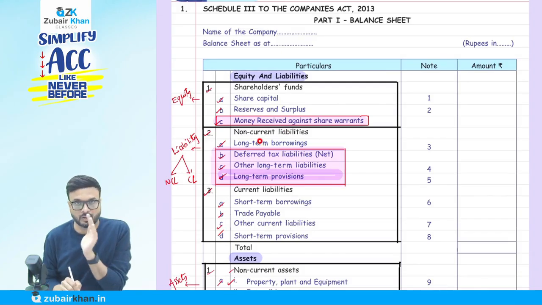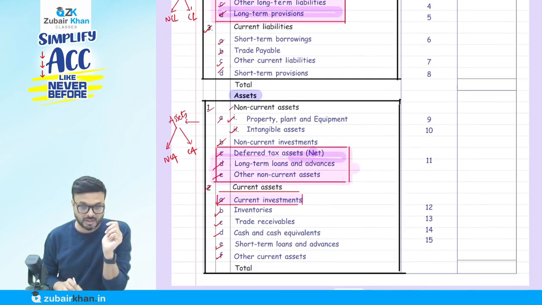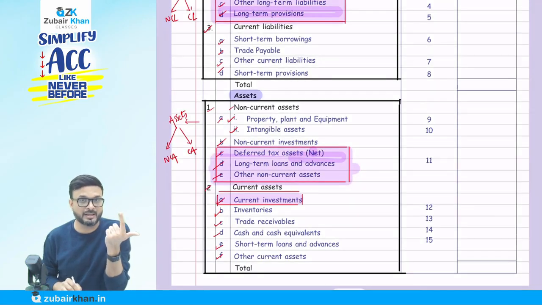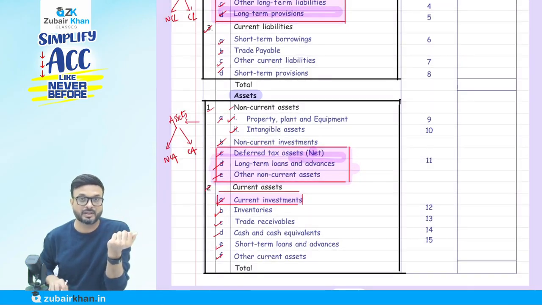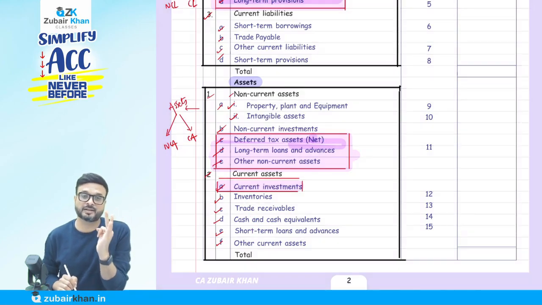Non-current liability: only long-term borrowing. Current liability: short-term borrowing, trade payable, other current liabilities and short-term provision. Then on the asset side, non-current asset has only three items: PPE, intangible and non-current investment. Current asset: inventories, trade receivable, cash and cash equivalent, short-term loans and advances, and other current asset.